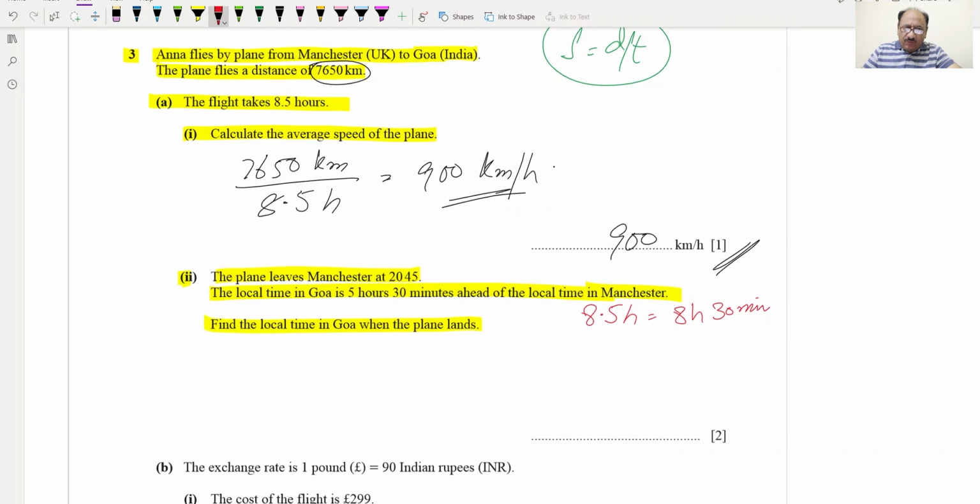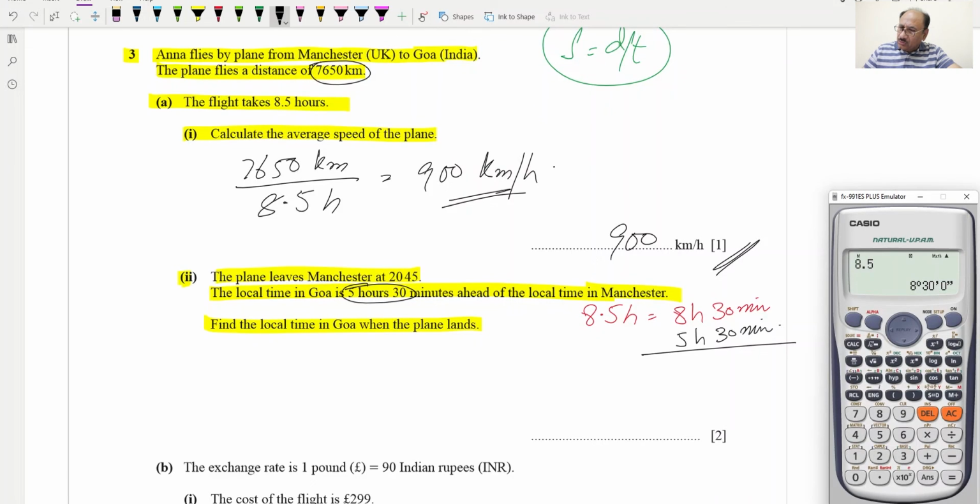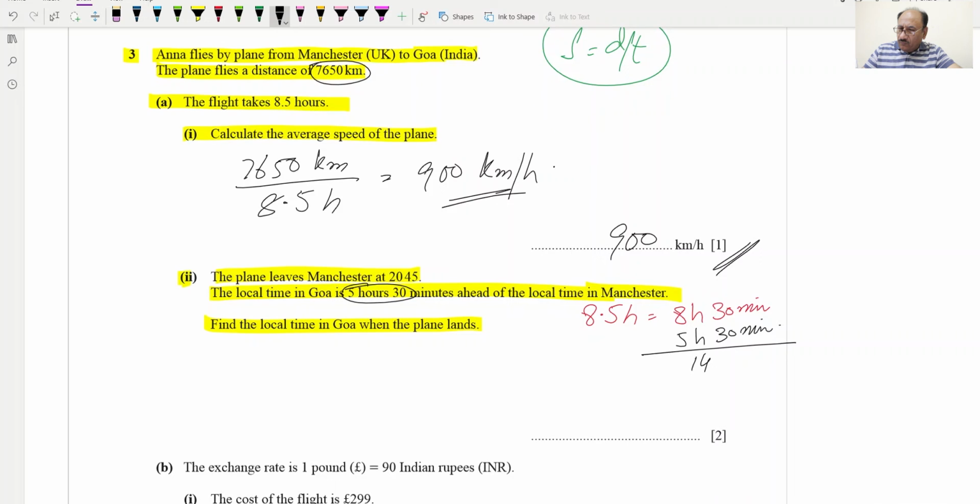To this time of flight we will be adding the time which Goa is ahead, which is 5 hours and 30 minutes. So the total time difference, we can add with the calculator also. 8 hours 30 minutes plus 5 hours and 30 minutes gives us 14, and pressing the time button, it is 14 hours. So 14 hours is the time which we need to add.